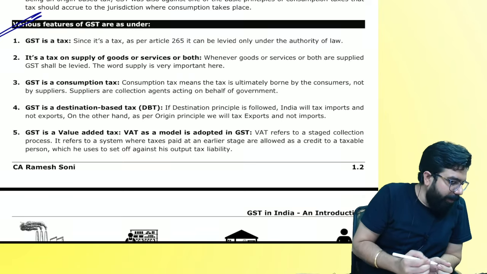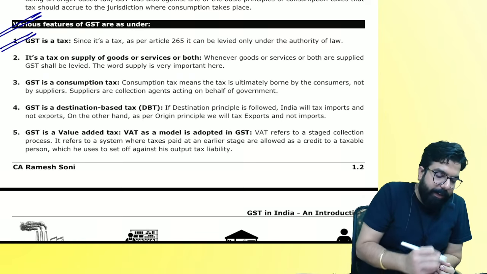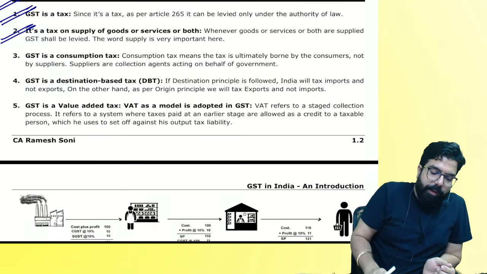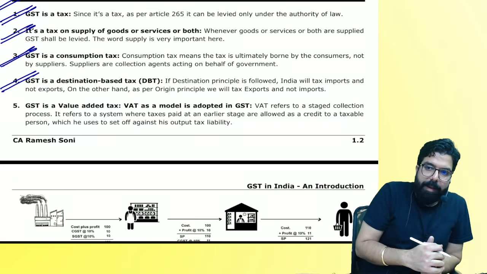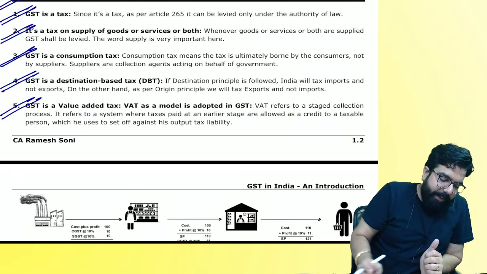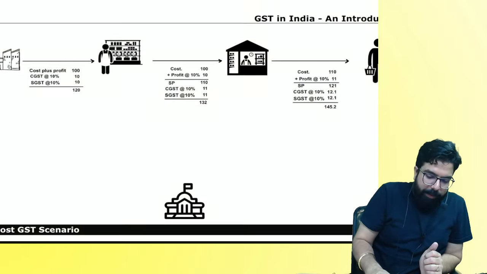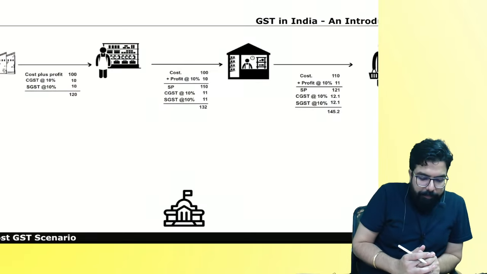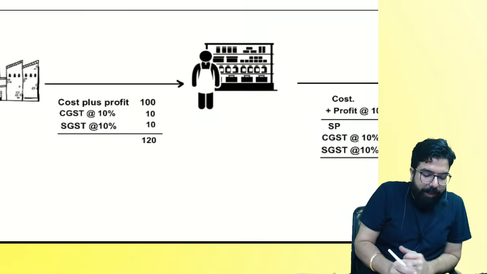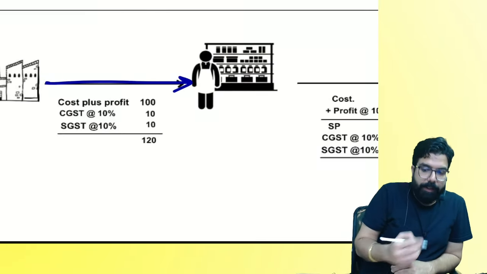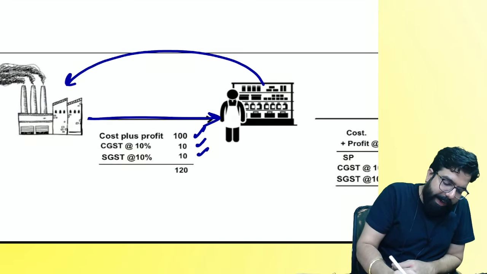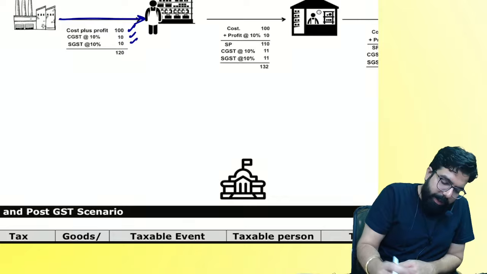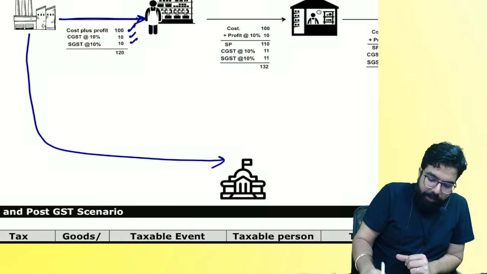Various features. Did we learn, everyone? GST is a tax on... And GST is destination based. GST is a value added tax. Did we already learn about this? People, see, tell me one thing. He sold the goods over here: 100 rupees plus 10 rupees CGST and this he will get how much? 100, 10 plus. At the first stage, he will give how much?